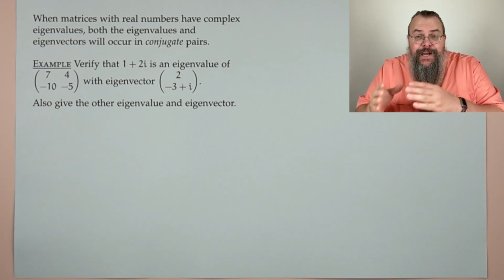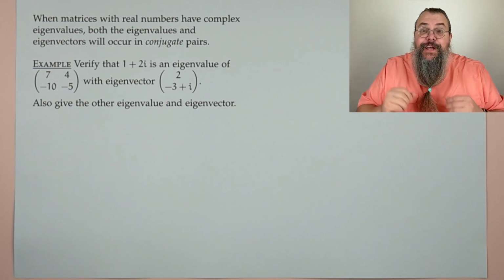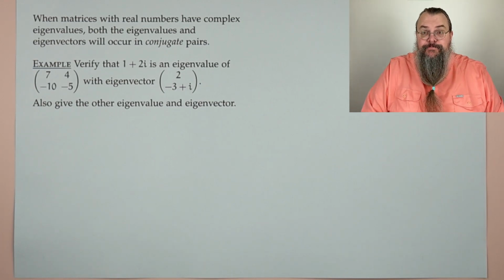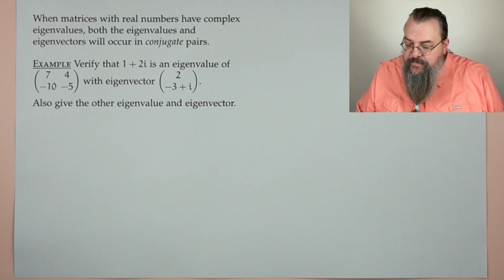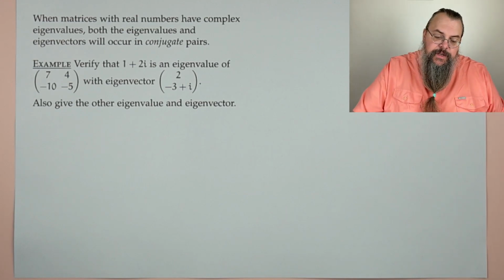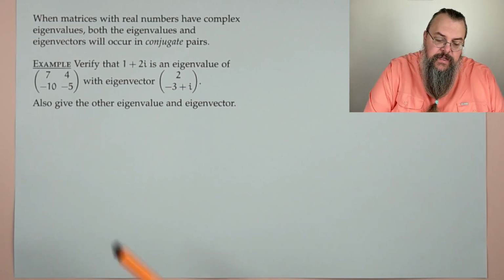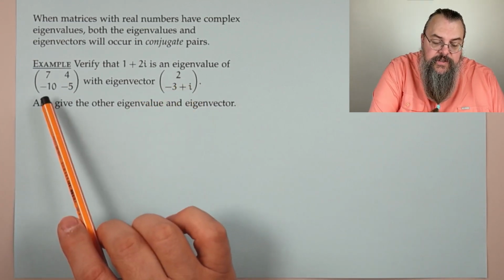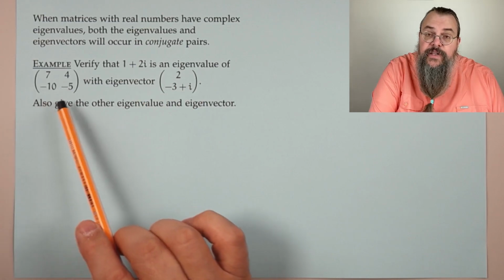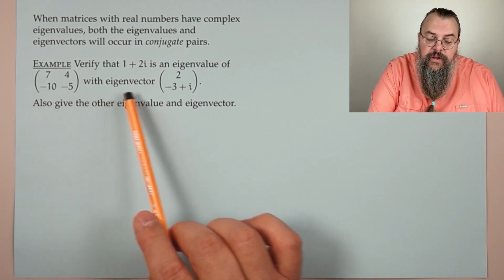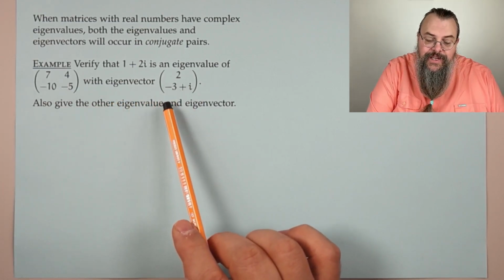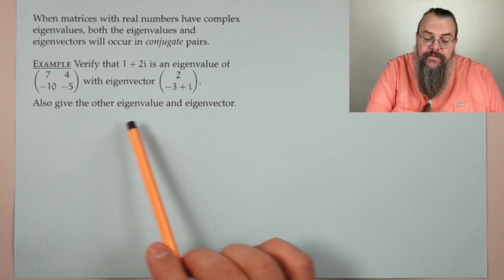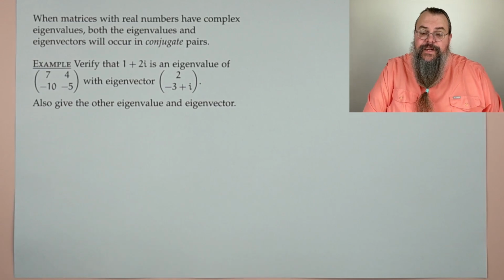But not only do the eigenvalues have this nice pairing, the eigenvectors have a nice pairing as well. So let's see an example of this. Here we go. Verify that 1 plus 2i is an eigenvalue of the matrix [7, 4; -10, -5] with this eigenvector (2, -3 + i). Also, give the other eigenvalue and an eigenvector.